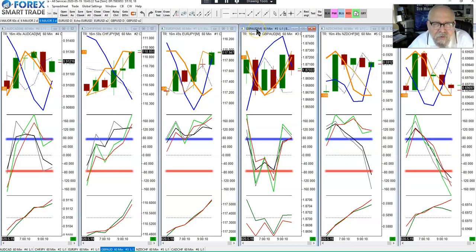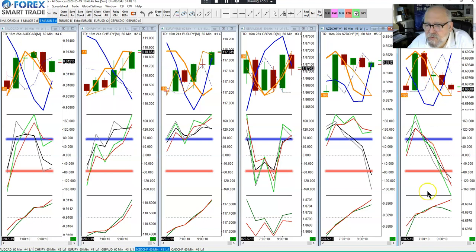Pound Australian dollar, overbought, starting to turn, not quite there. New Zealand Swiss franc, overbought. Actually, the minors have already run all the way through the channel, but the majors are going sideways, so we're not there yet. And then CAD Swiss franc, oversold, but not pointing up. So wow, we got nothing even close.